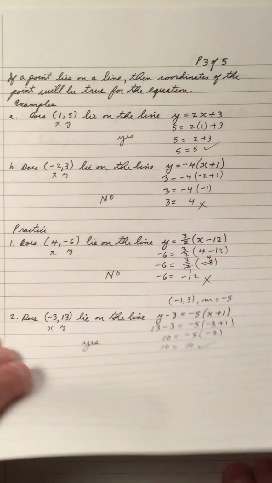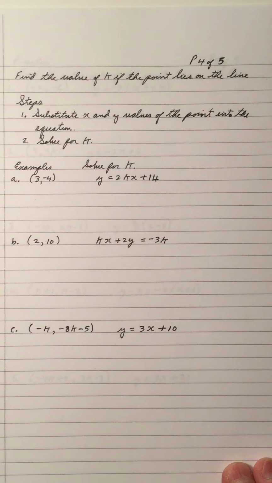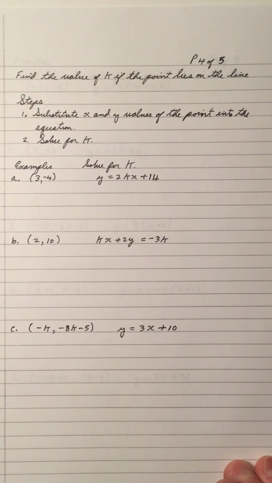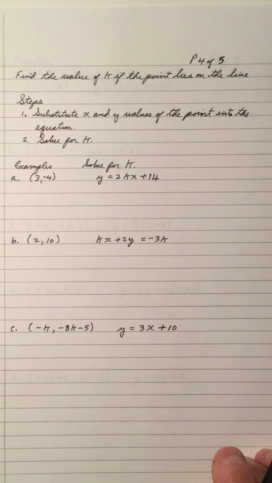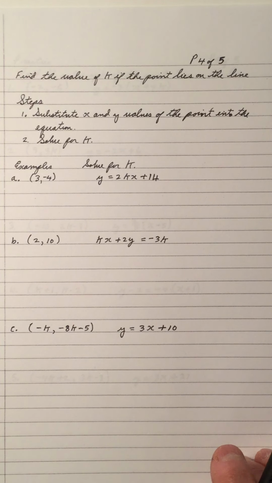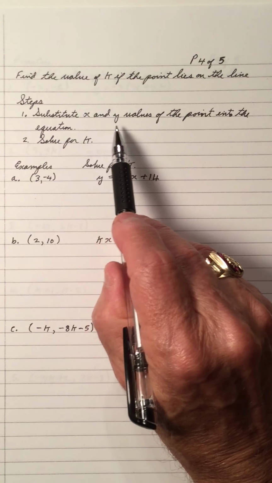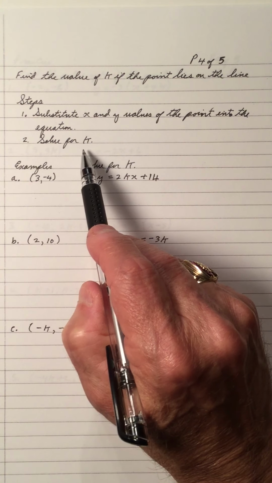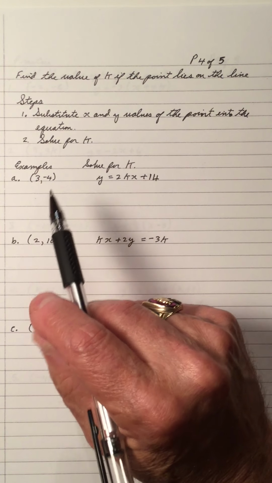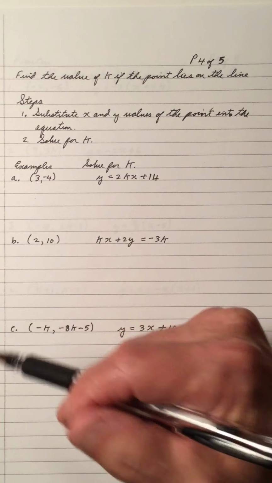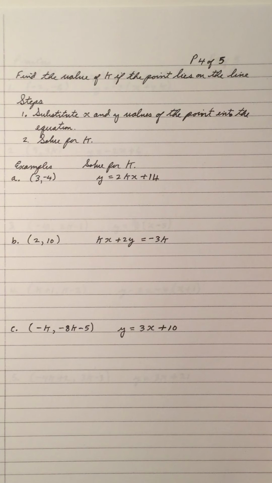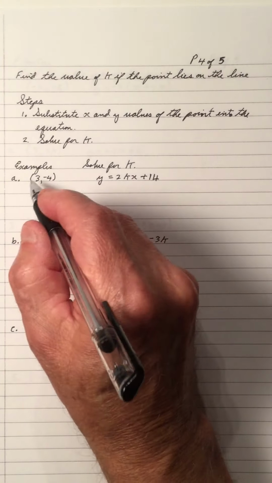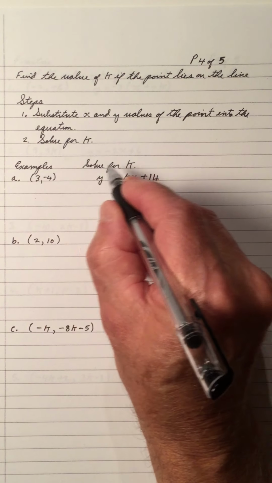If you were to graph this line, it would pass through this point. So that's a little review before we start. Now let's get to what this section is all about. Find the value of k if a point lies on the line. The steps: substitute the x and y values of the point into the equation and solve for k. So after you sub them in, you solve it for k, the same as when you solve the equation for x just then. So let's go.